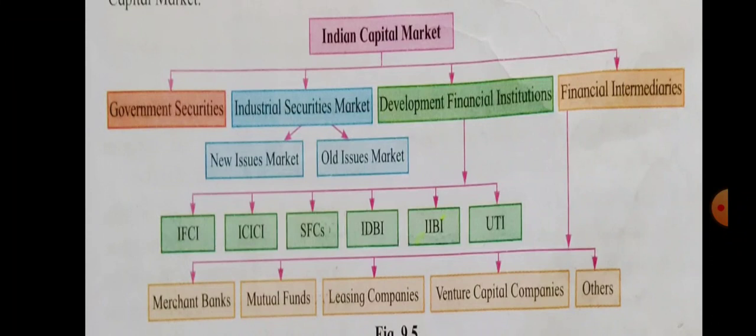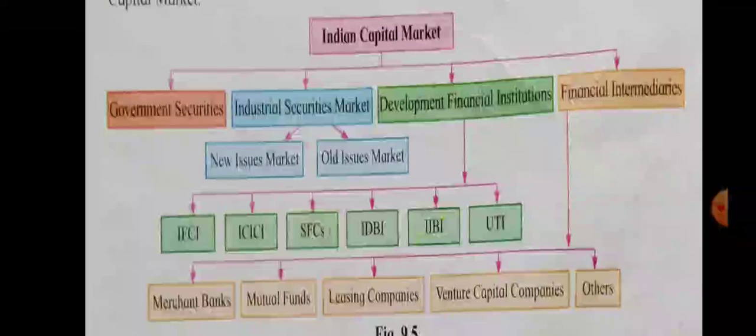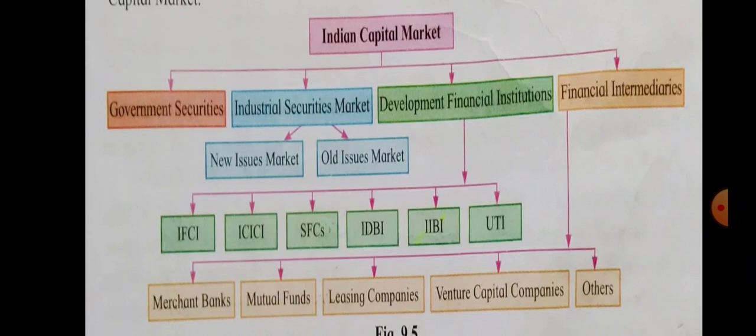Now let us see financial intermediary, that is also an important component of Indian capital market, and they are divided into merchant banks, mutual fund, leasing companies, venture capital companies, and others. What do you understand by financial intermediaries? Financial intermediaries are any institution that moves money between savers and borrowers, or an organization which acts as a link between the investor and the borrower to meet financial objectives of both parties. So they consist of merchant banks, mutual fund, leasing companies, venture capital companies, etc.